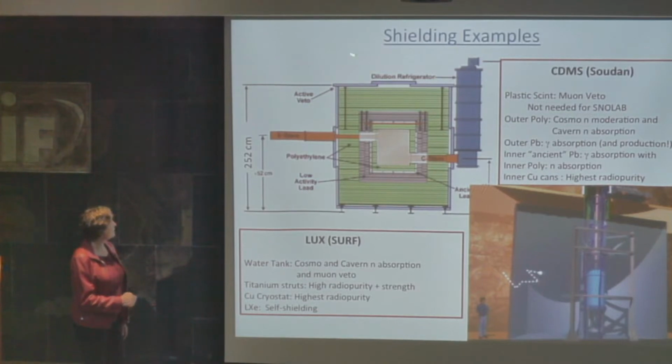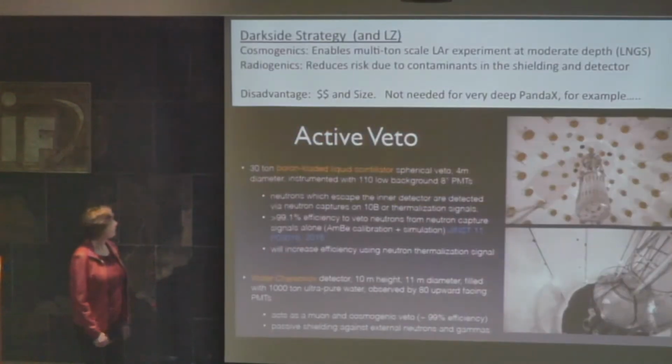And hopefully by this time, those high energy neutrons have been moderated in the first layer of poly and then gotten rid of in the second layer. And anything that comes close to your detector itself is made of something that's high purity, either titanium or copper.